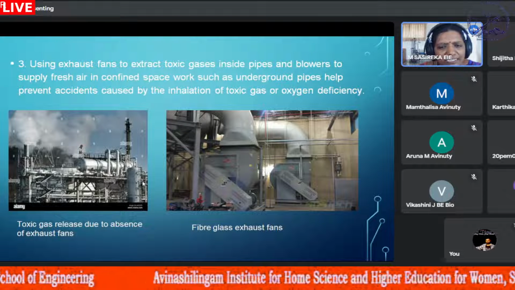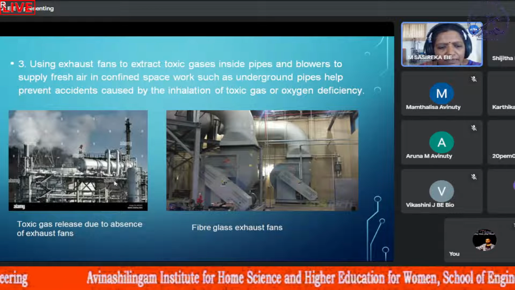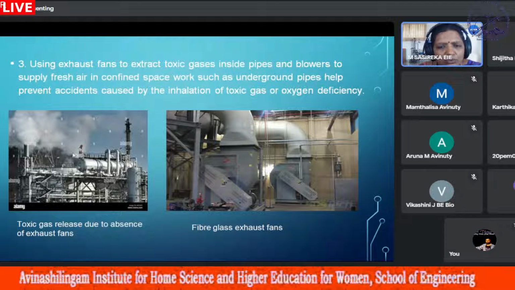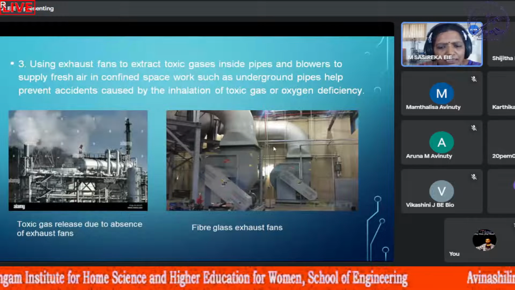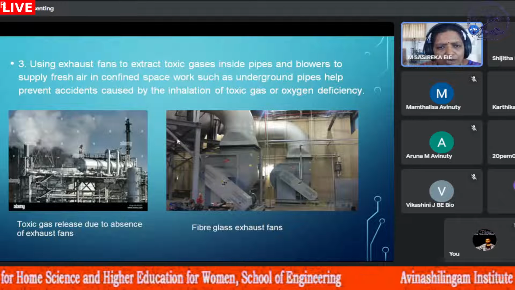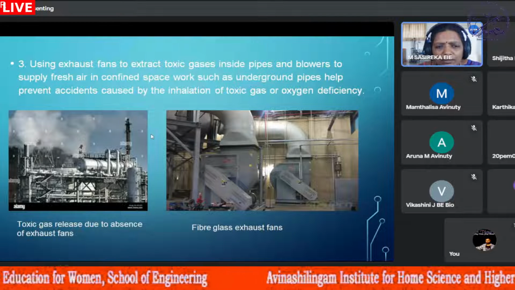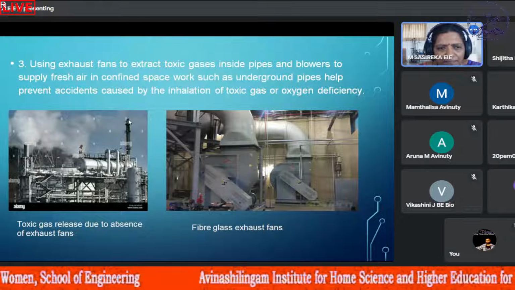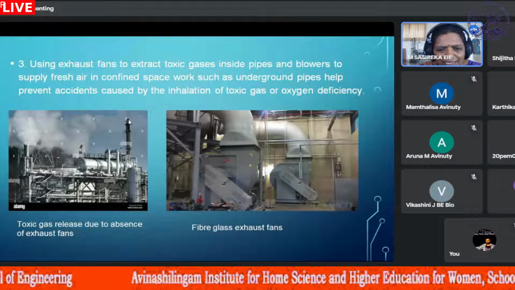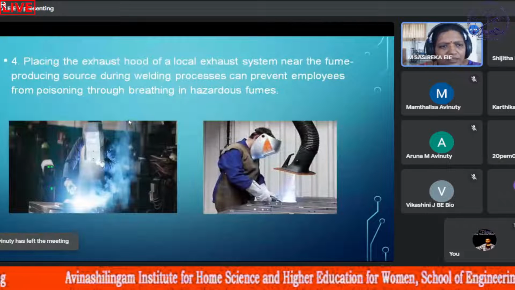And proper exhaust gases. This is a fiberglass toxic gas release. Through proper chimneys and exhaust fans, you let it out, and you have to do all the recycling process properly. So that will save the environment.